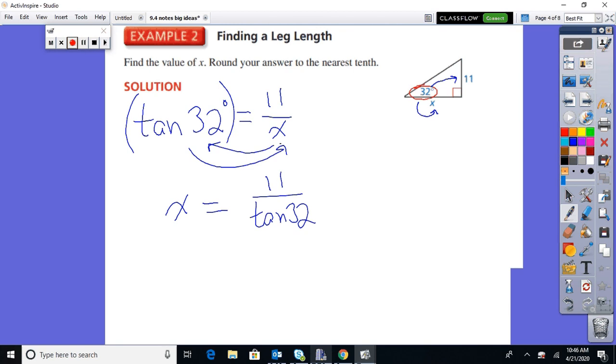So now once we're at this stage, it's like, oh, okay, well how the heck am I going to solve 11 over tan 32?